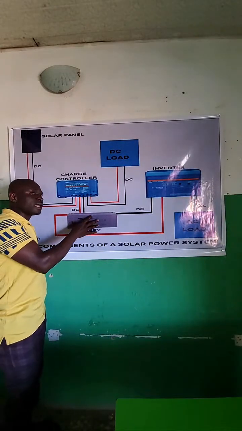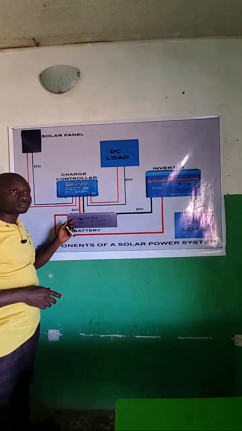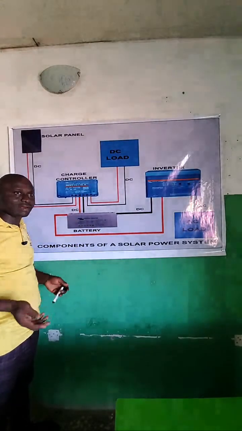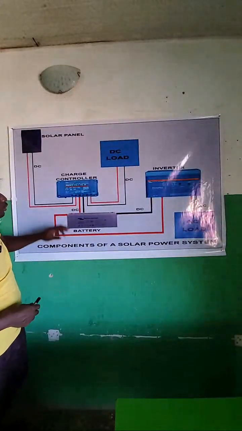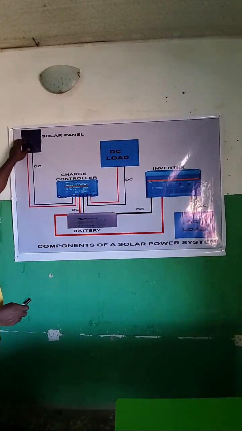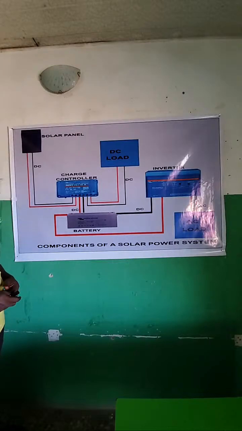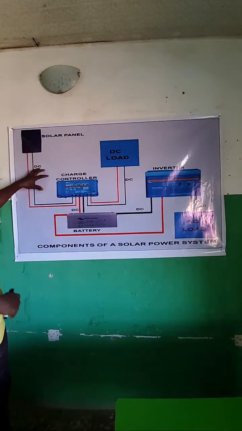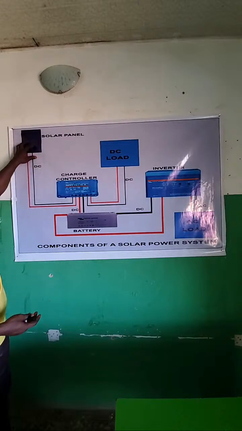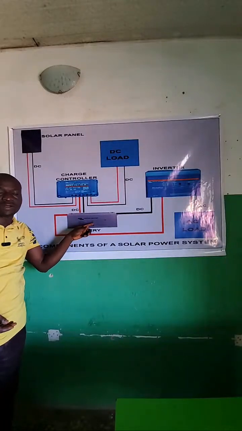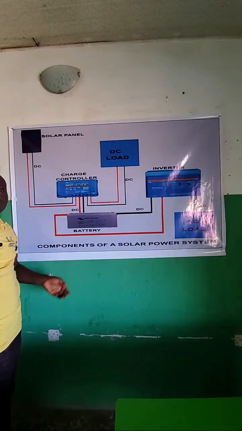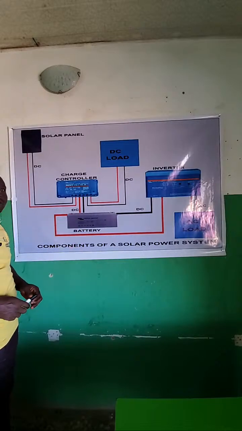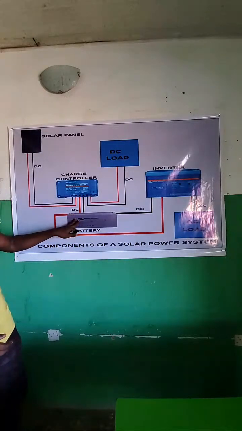Then the battery bank here is a storage device. It is like a reservoir, a storage tank, where you store the energy that is being harnessed by the solar panels during the day, because the sun is only available during the day. So after the solar panels generate the energy during the day, the energy needs to be stored in this reservoir so that in the night, when the sun is not available, you can make use of the energy. So that is why you have the battery bank.